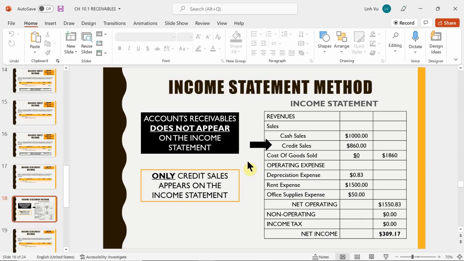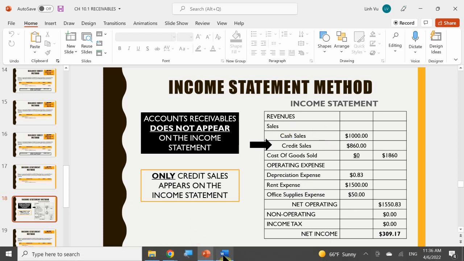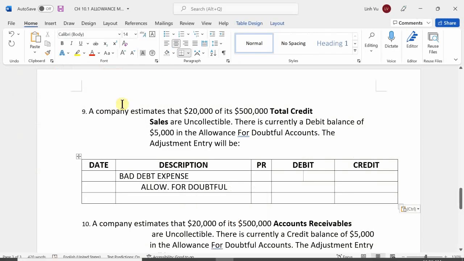No, you don't see that. It doesn't appear on the income statement. Look. So in this case, if it doesn't appear on the income statement, we do not care about the account balance on the allowance for doubtful accounts. Okay? So if we don't care about what this $5,000 balance is, then what do we care about? The 20. Just the 20,000. So it's going to be 20. Okay? So in this case, I even made it in bold.